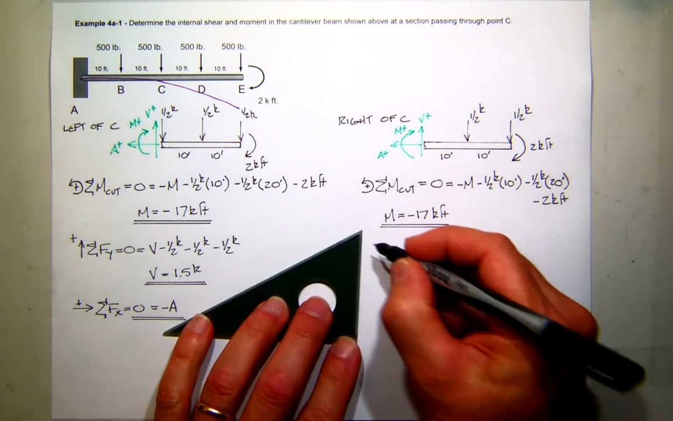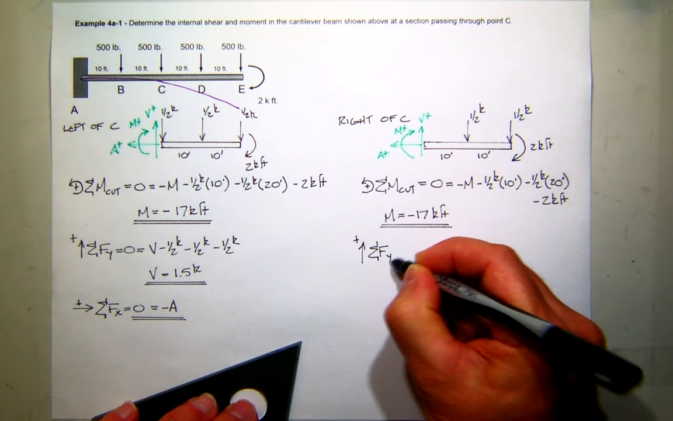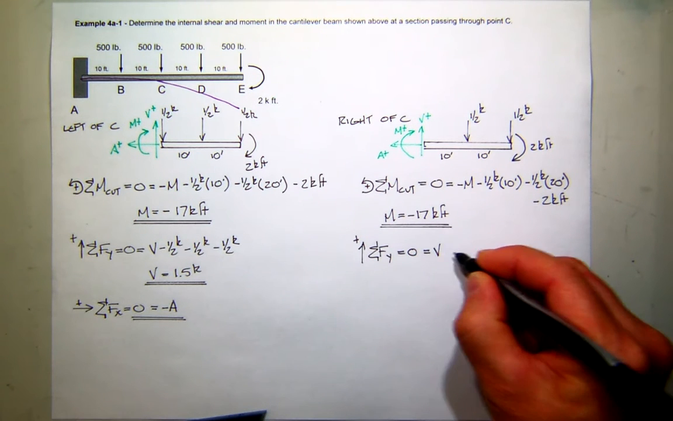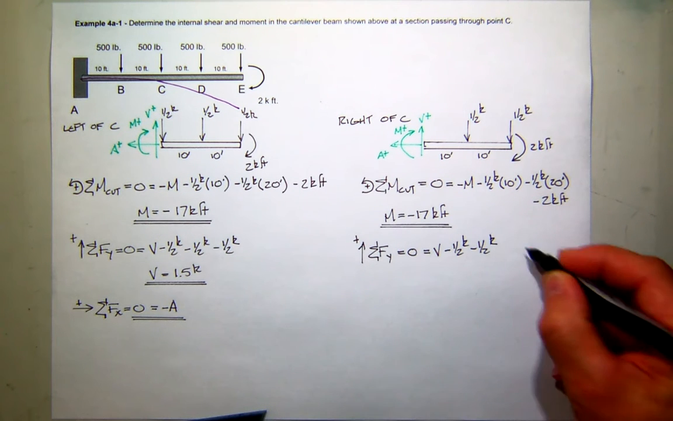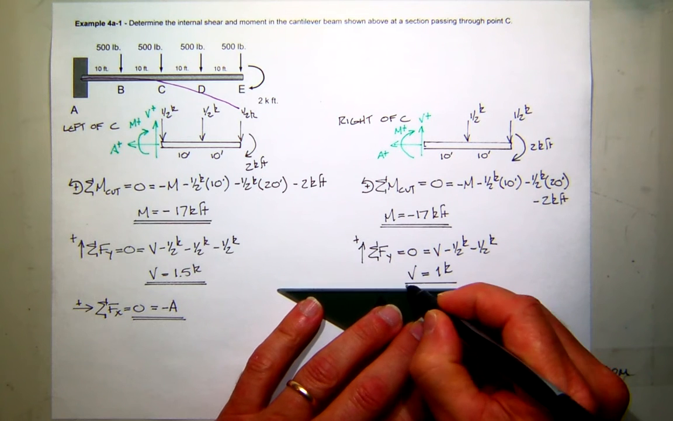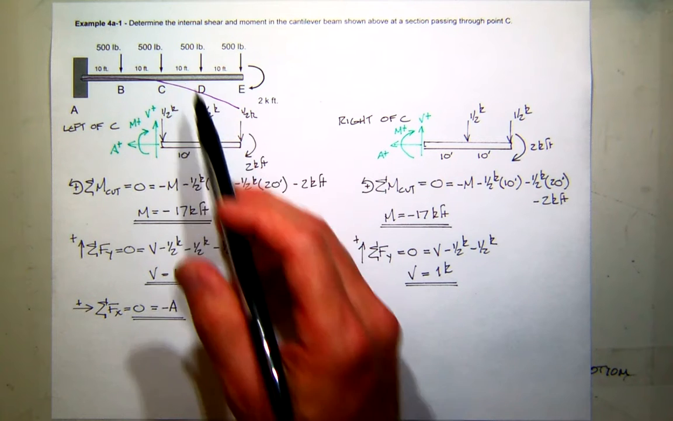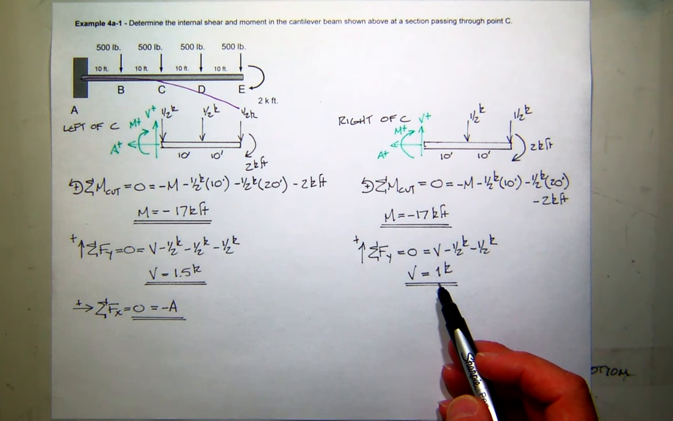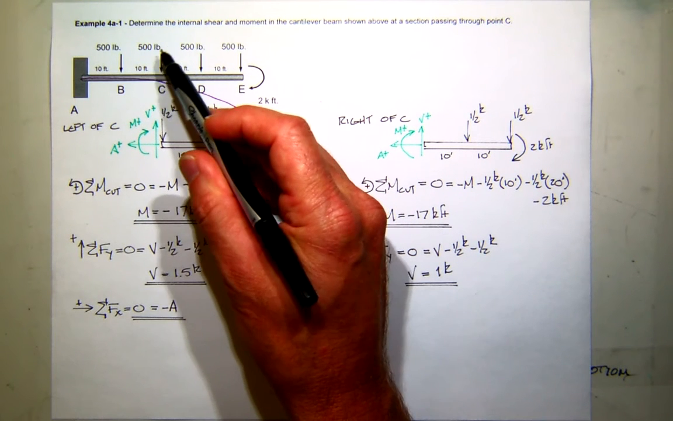Let's see what happens to the shear force. So if I sum forces in the y direction and make sure it's in equilibrium, what do I get? Well, my shear force is up. I have a half kip force down and a half kip force down, it looks like my shear is equal to 1. So what's happened to my shear force as I go from just to the left of an applied force to just to the right of the applied force? Well, it was 1.5 kips on the left, and now it's 1 kip on the right. I lost half a kip. Why did I lose half a kip? Because this force is half a kip.